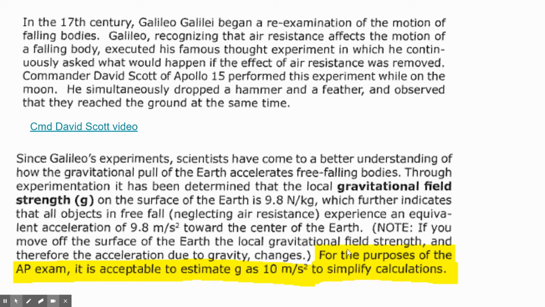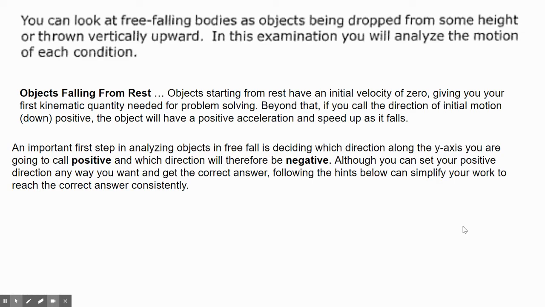And here I would note, for the purposes of the AP exam, it is acceptable to estimate g as 10 meters per second squared to simplify calculations. You may want to write down notes as needed.